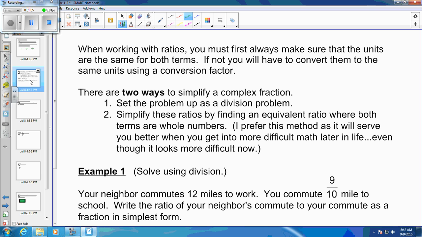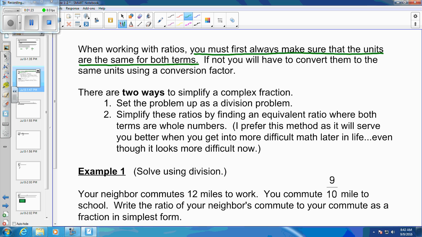When working with ratios, you must first always make sure that the units are the same for both terms. Let's underline that. If not, you will have to convert them using a conversion factor.